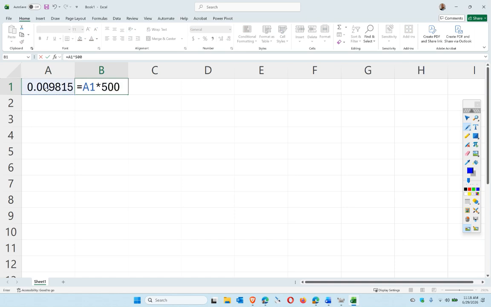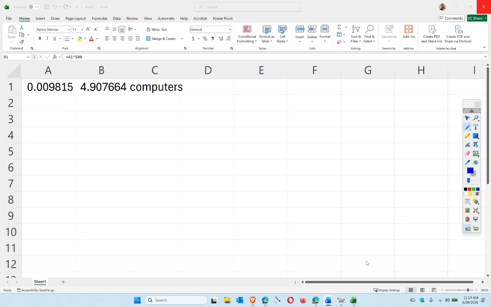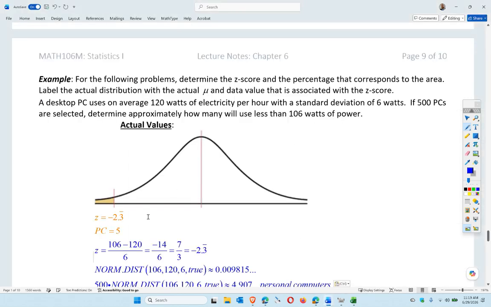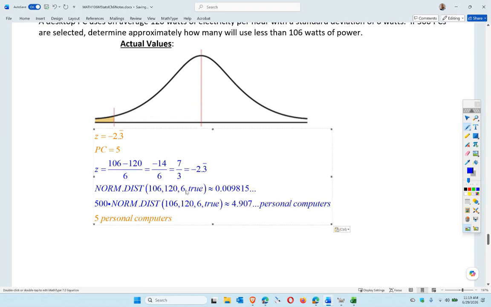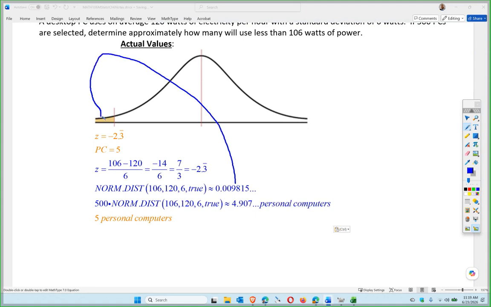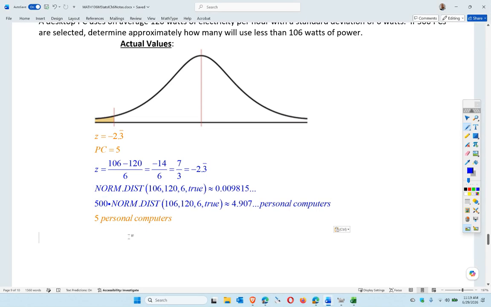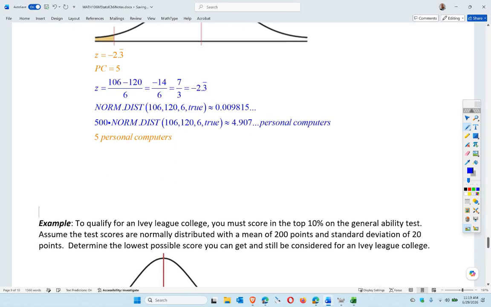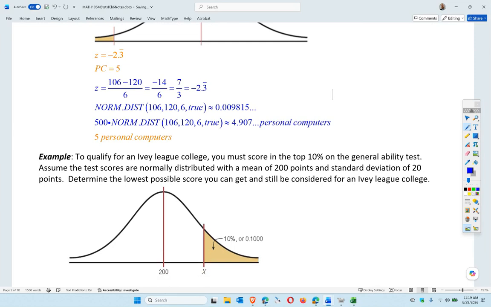So this times the 500 computers is this many computers. But you can't really have that many computers, so we'll round that up and say 5 personal computers. Essentially, we figured out the probability of this area, which is a little less than 1%. So a little less than 1% of computers fall into 106 watts or less, which works out to about 5 computers out of 500. So that's using the probability to figure out the number out of a quantity.